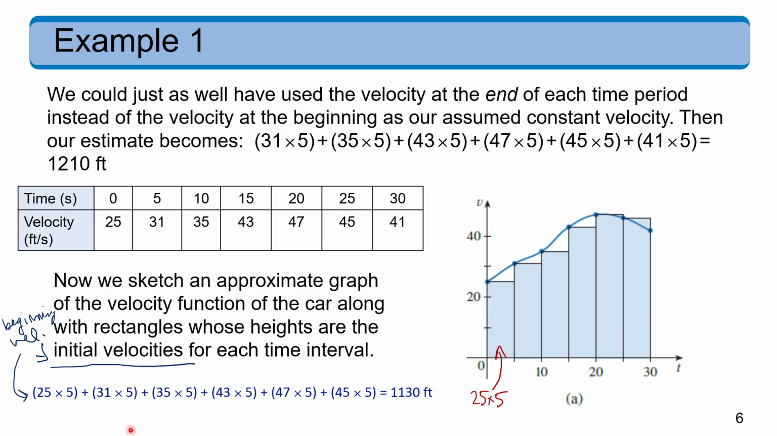If we go to the second term in our sum, 31 times 5. This blue dot is the 31 from the table. So the height here is 31, and that from 5 to 10, that is 5 distance. So the area of this rectangle would be 31 times 5.